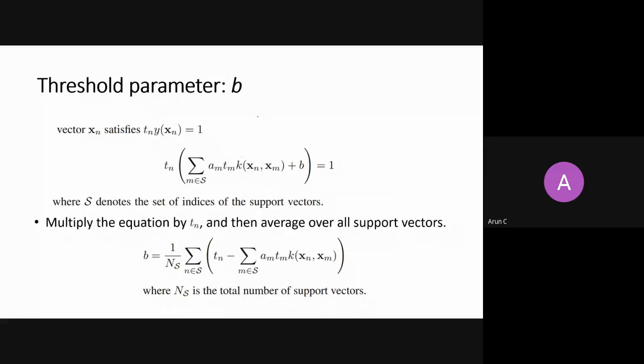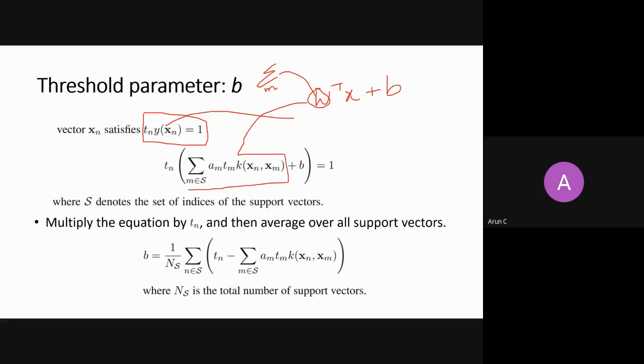So we know that this was a constant, that t_n y_n equals 1, right? And y_n is nothing but w transpose x plus b, right? And w is nothing but a summation over all support vectors. So you are replacing your w with that summation, right?